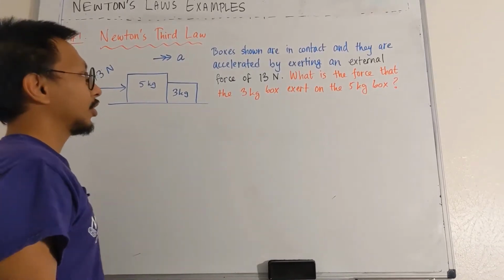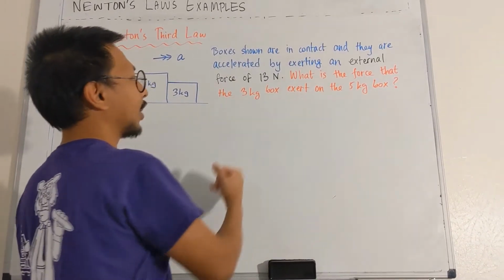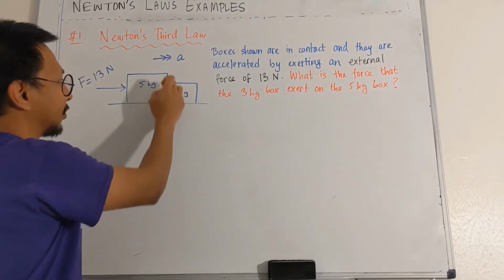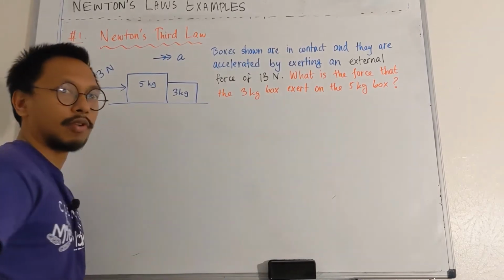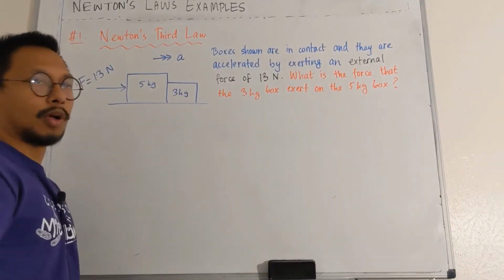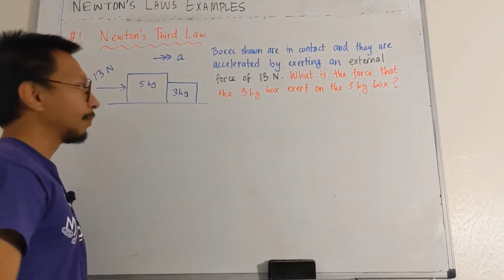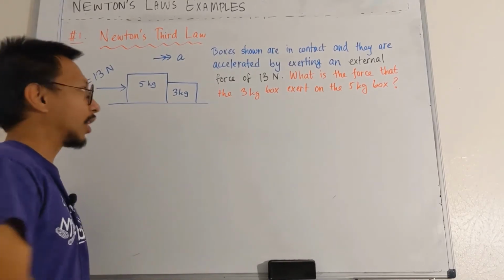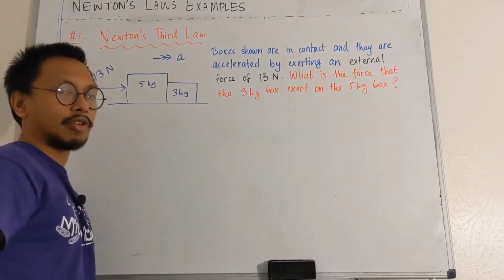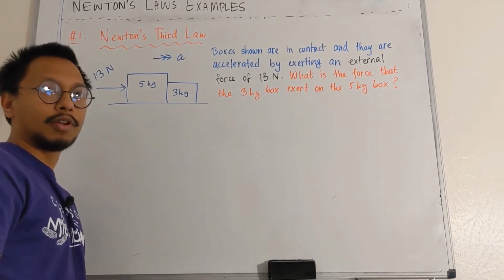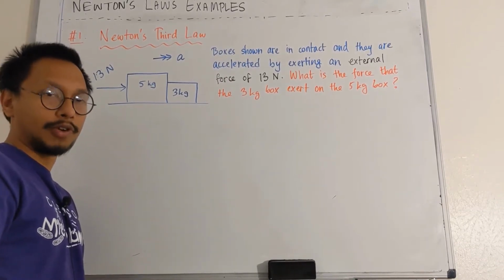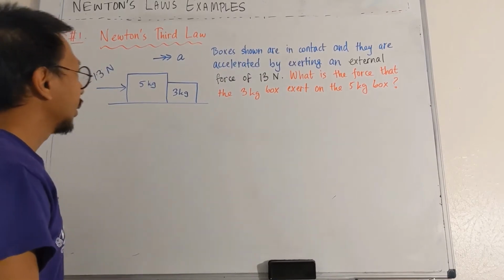Alright, what is our job? Well, our job is to find the force that exists between the 3 kilogram box and the 5 kilogram box. And how do we know that there is a force between 3 and 5 kilograms? Well, they're in physical contact, and so by Newton's third law we know that if one object is in physical contact with another object, there is a force between them. That force we call the normal contact force or the normal reaction force. Right? Let's get to it.